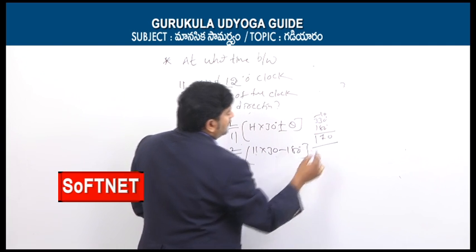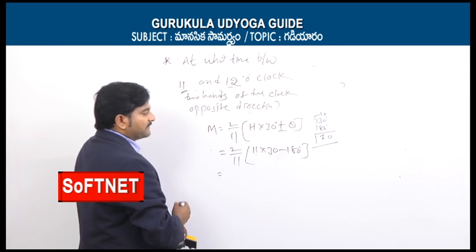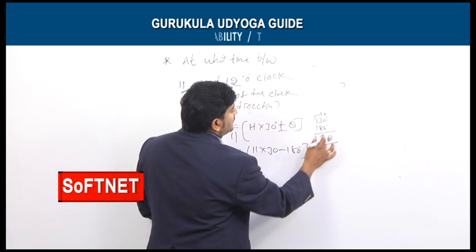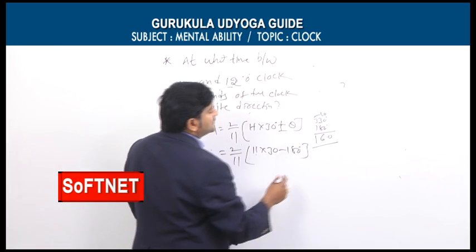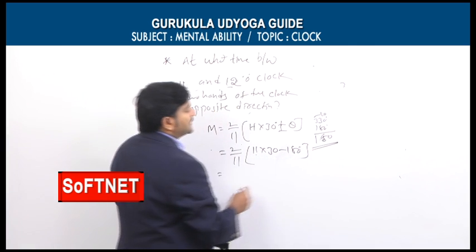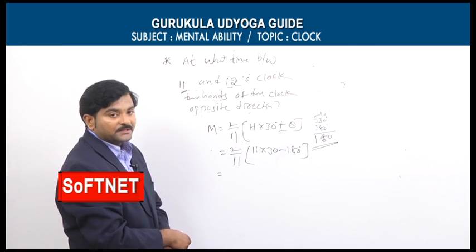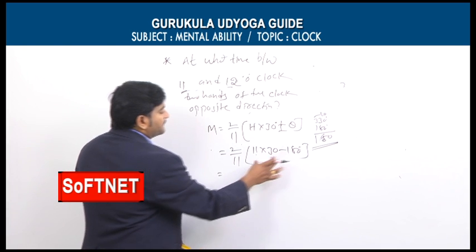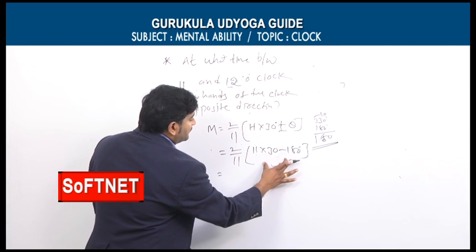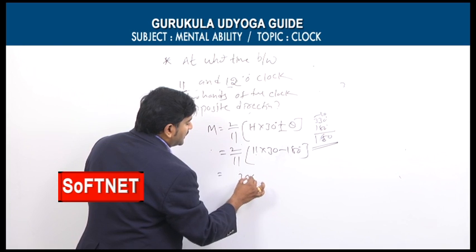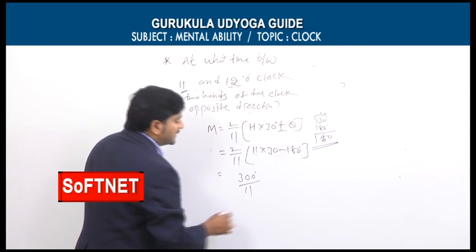How many degrees can we say? Is it 170? No, it's not 170. 13 minus 8 is 5, so exactly we are getting 150 degrees. 150 into 2, again how much? 300. 300 degrees by 11.